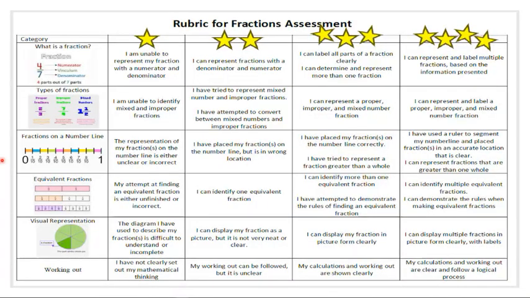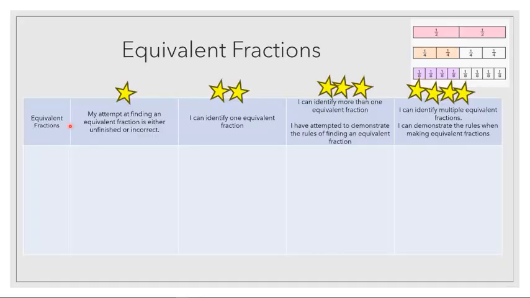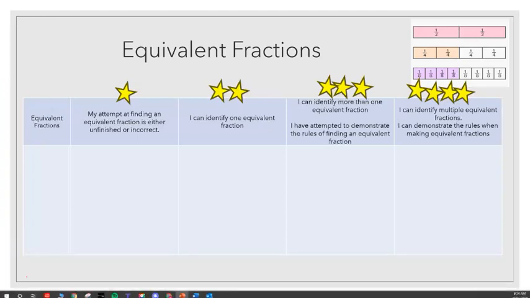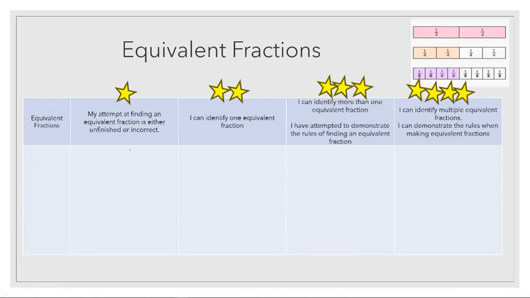So here we have our rubric, and here's the section for equivalent fractions down here. As you can see, I've put the number wall picture in there just to remind you that that's one way of representing or finding equivalent fractions. So in terms of our rubric, our 1, 2, 3, 4 stars, if I start looking at 1 star, my attempt at finding an equivalent fraction is either unfinished or incorrect. So let's say we are dealing with the equivalent fraction for 1/5.